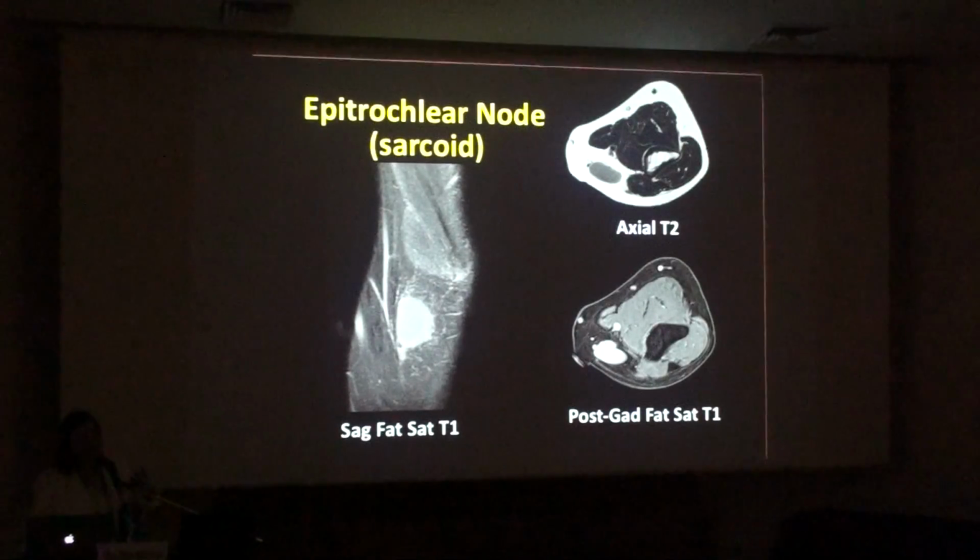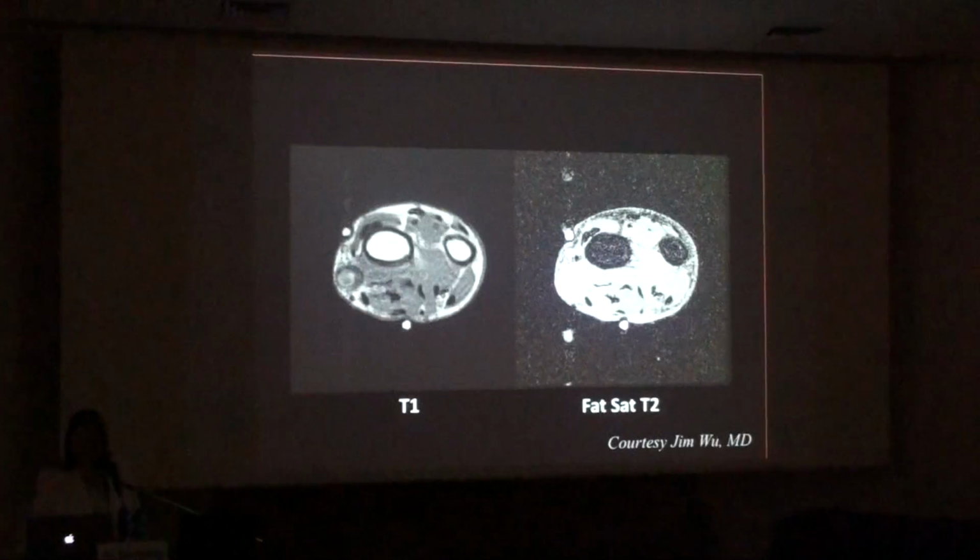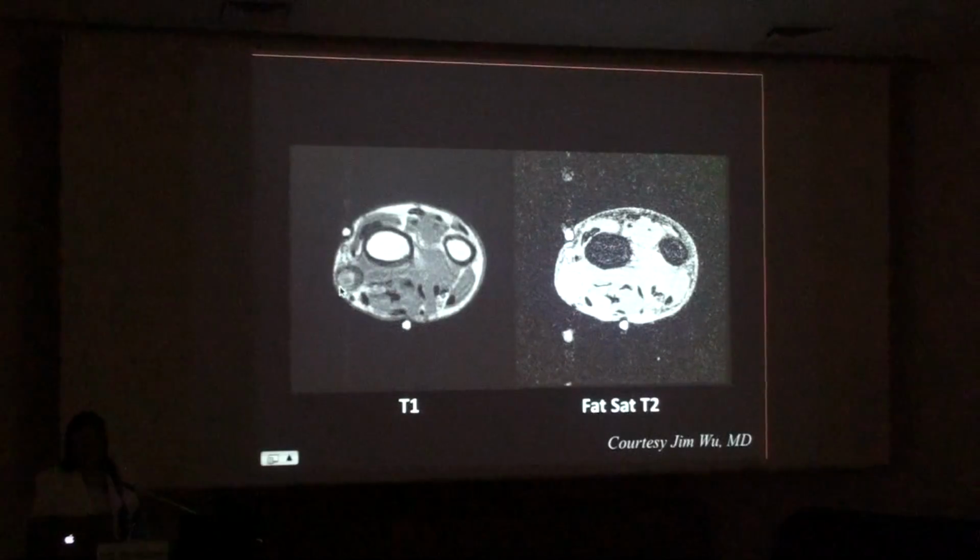You can see this in cat scratch disease. It can become involved in other inflammatory neoplastic processes, but it's important to think about that as a location that's typical for a node. All right, so we said location is sometimes anatomic and it's sometimes structure.